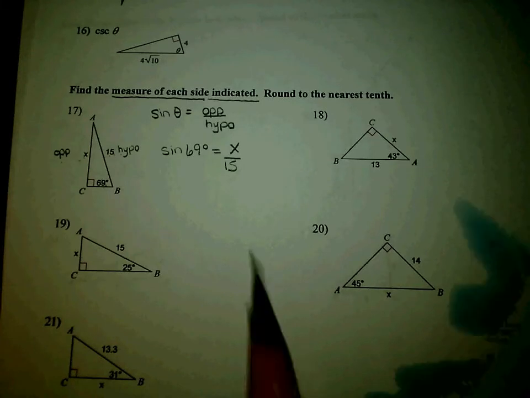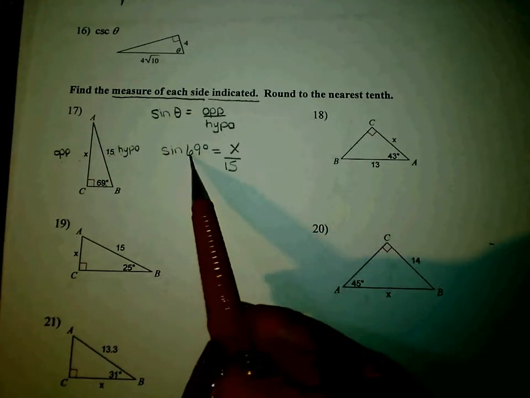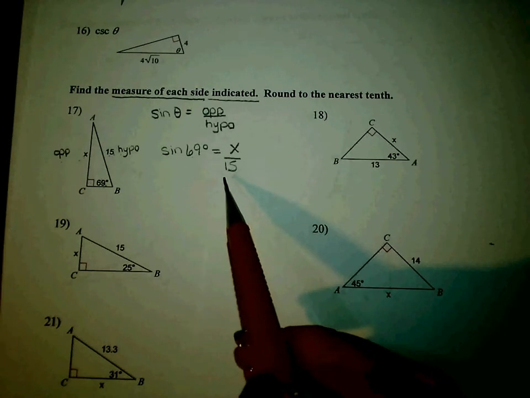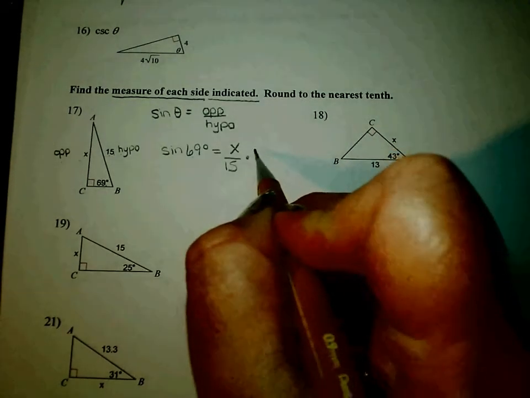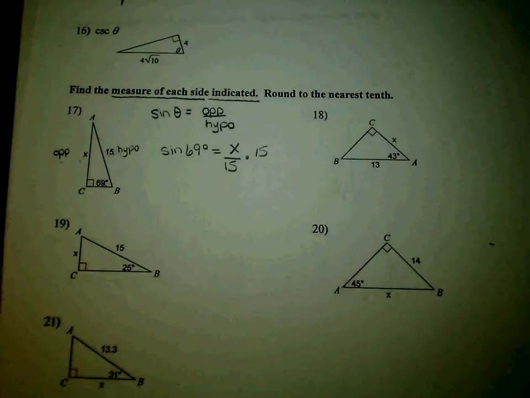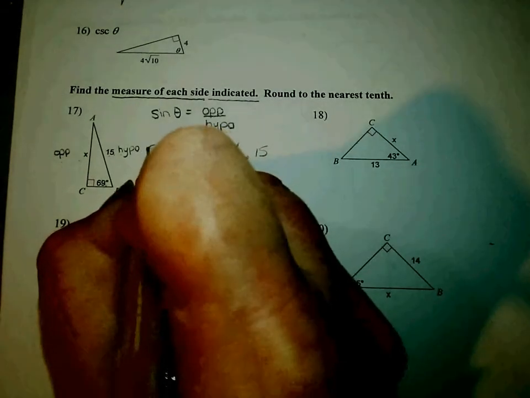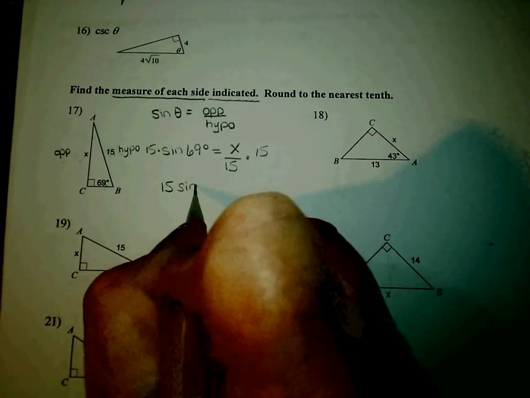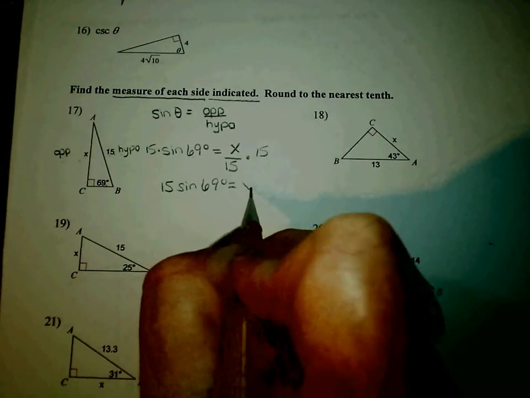Then I wrote the formula. Then I filled the things in on the formula: 69, x, and 15. How do you solve this for x? You multiply this side by 15. This is a rational equation like we did in the last chapter. Multiply this side by 15. Those 15s cancel. And I get 15 sine of 69 degrees equals x.